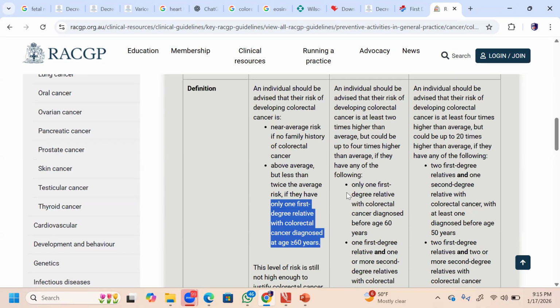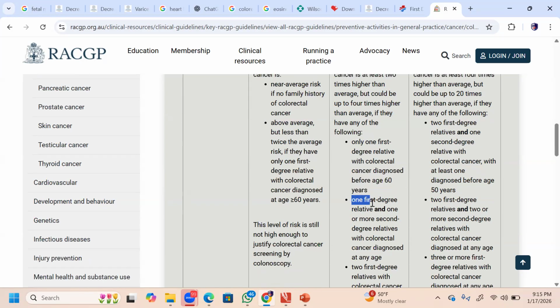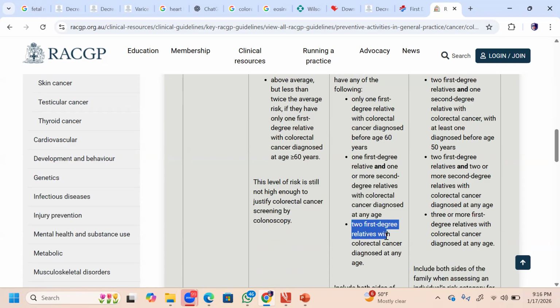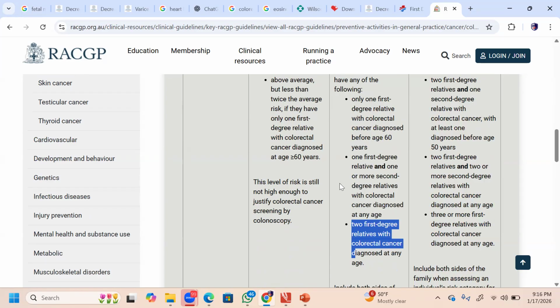So what about category 2? Category 2, there is a diagnosis before the age of 60. So cancer diagnosed before the age of 60 years. Okay. The second condition, one first degree and one or more second degree relatives with colorectal cancer diagnosed at any age. Okay, so this can also lead toward second degree. And the third condition, two first degree relatives with colorectal cancer diagnosed at any age. So this also belongs in category 2.